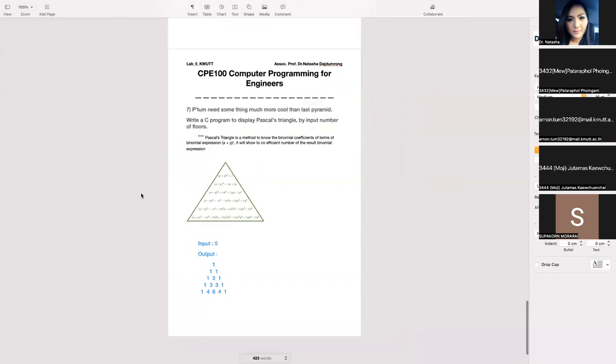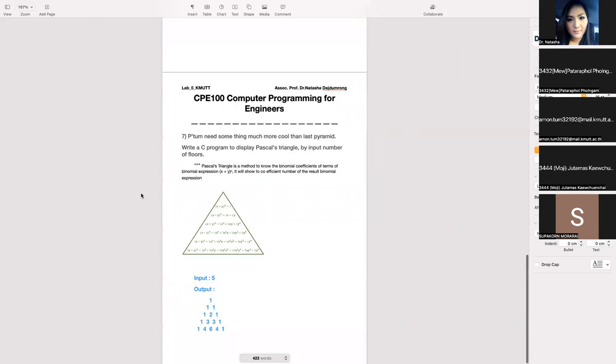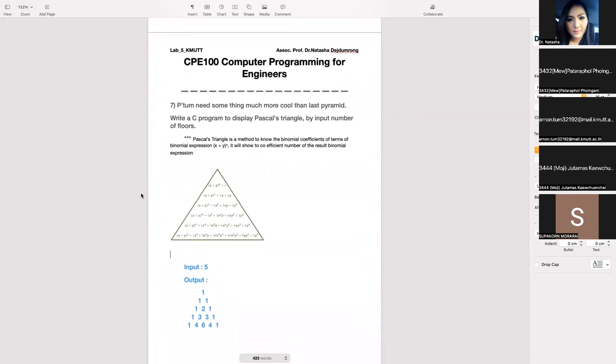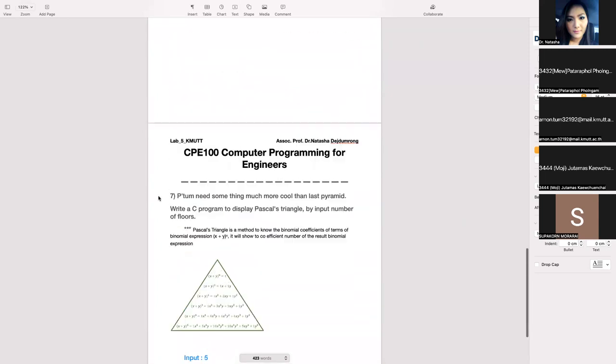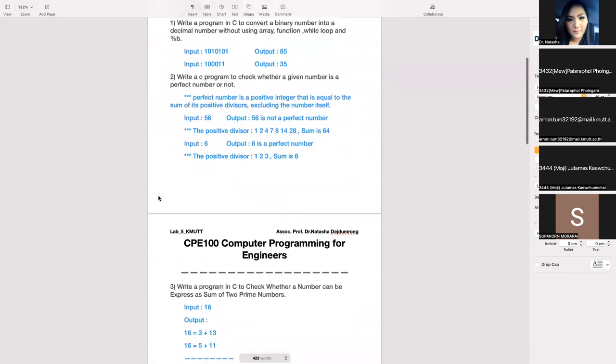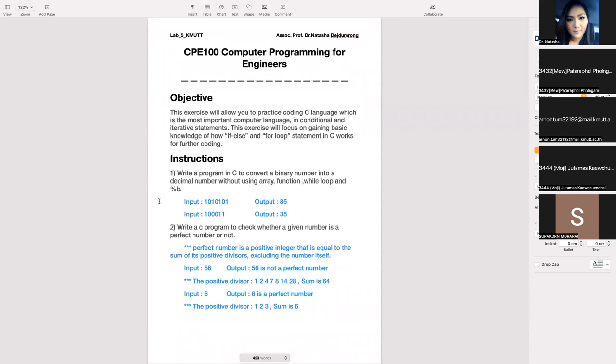Okay, this is all the questions in our lab. This lab is quite a bit harder than before, so you have to work hard and work a lot. If you have any problem or any question, you can ask me, Dr. Natasha. If you find it very, very hard, you can ask me. I will give you a hint, but not the answer. Okay, this is all for today. If you have any question, you can ask me.